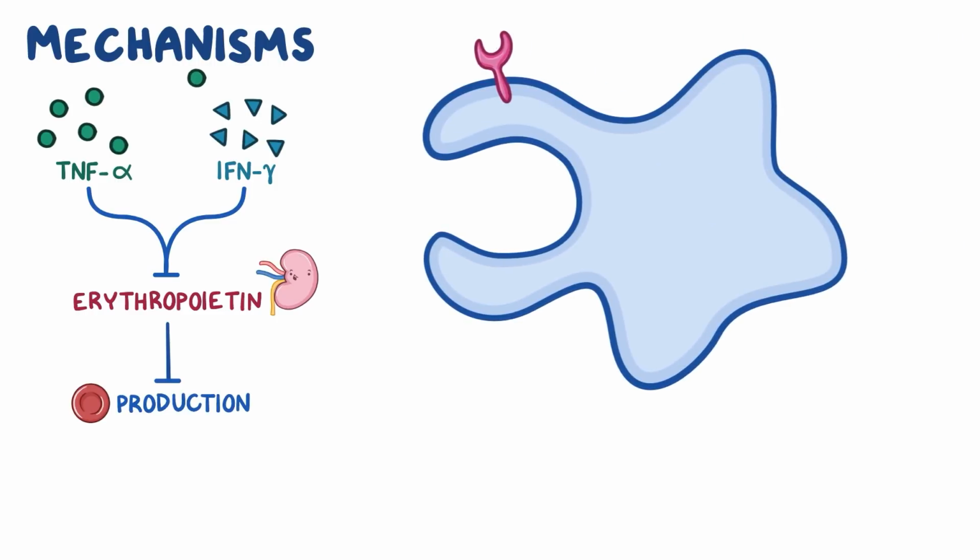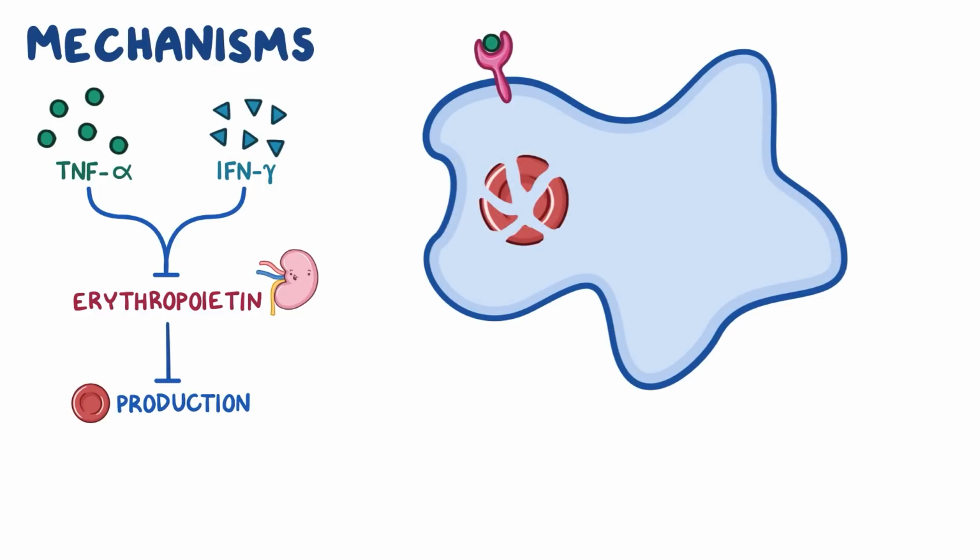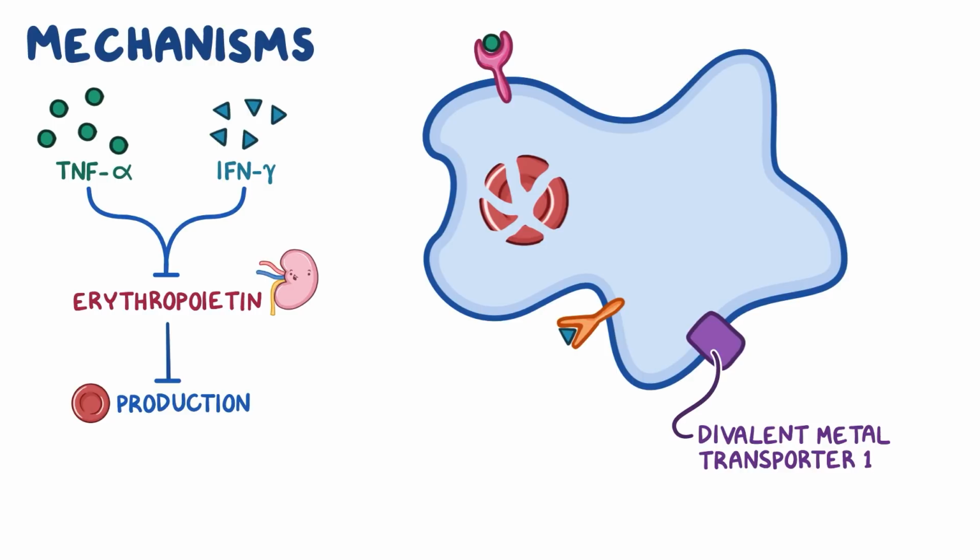Additionally, tumor necrosis factor alpha promotes RBC degradation in macrophages via phagocytosis, and interferon gamma increases the expression of a protein channel called divalent metal transporter 1 on the surface of macrophages. This channel serves as a pathway for iron to enter the macrophage at increased rates, so less iron is available for the production of hemoglobin.